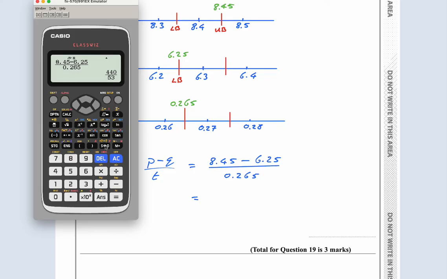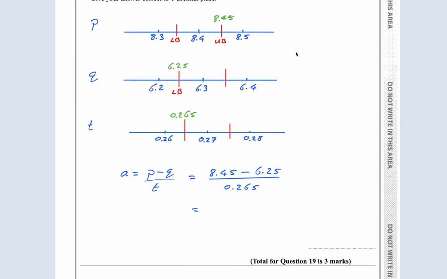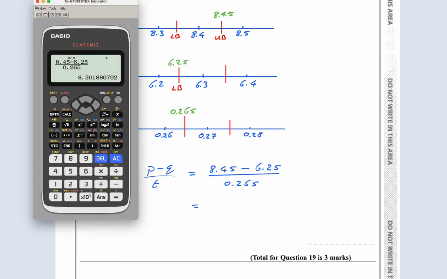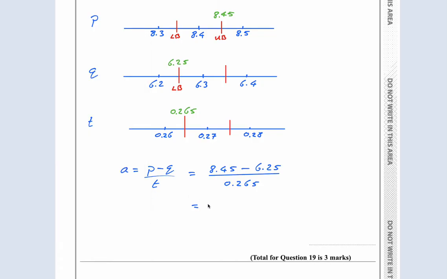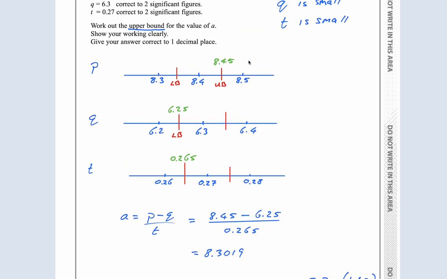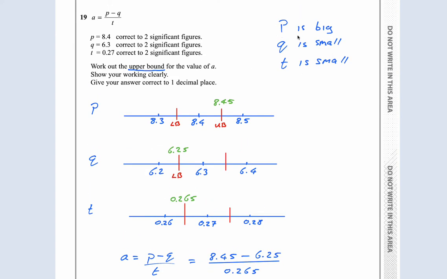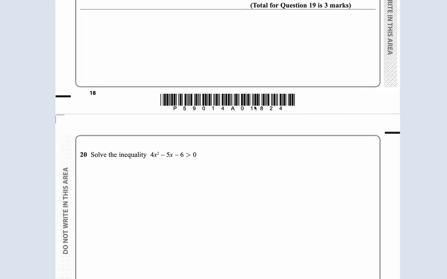440 over 53, which is 8.30188. Does he say to give your answer to one decimal place? So I'm going to write first 8.3019. I'm just putting a few more numbers down, and then to one decimal place, 8.3. They did ask for that, so there you go. Okay, obviously, guys, not a short question, but I think when you draw out the number lines properly and fully understand this, then it's manageable for everyone.